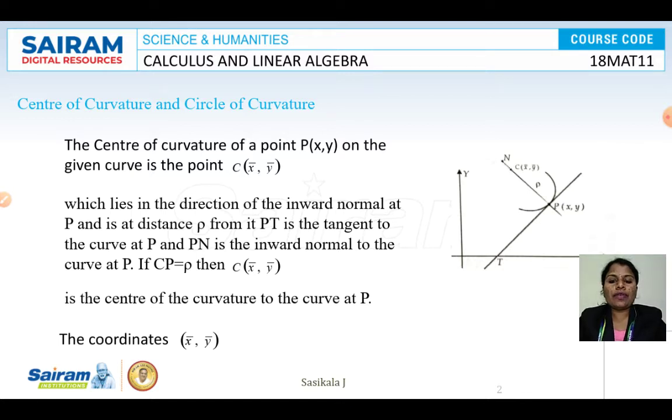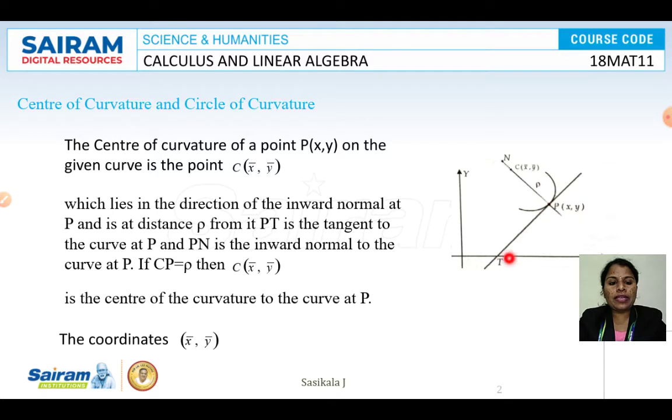The center of curvature of the point P of x comma y on the given curve is a point, you can take it as C, with coordinates x bar and y bar, which lies in the direction of the inward normal at P. The distance between C and P is taken as rho from PT, and PT is the tangent to the curve at P.